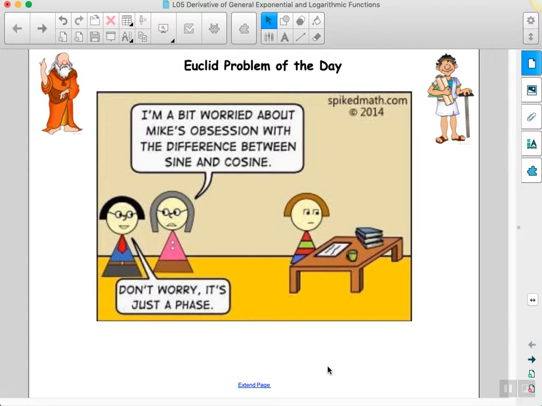We have a comic of the day. I'm a bit worried about Mike's obsession with the difference between sine and cosine. And the dad replies, don't worry, it's just a phase.